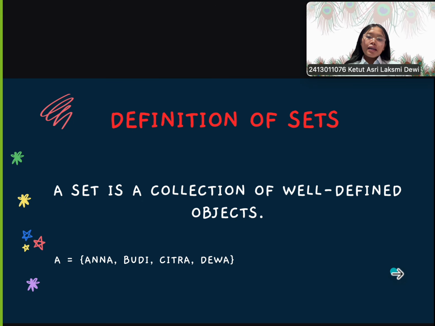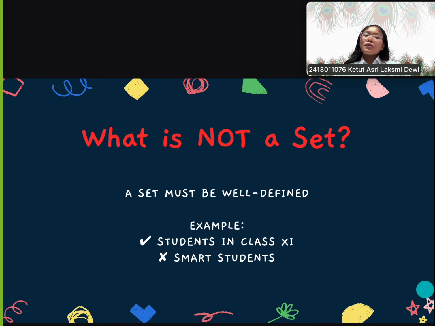So, based on this idea, a set is a collection of well-defined objects. We can write this set like this. Now, remember, not every collection is a set. A set must be well defined. For example, students in class 11 is a set, but smart students is not a set because it is not clearly defined.